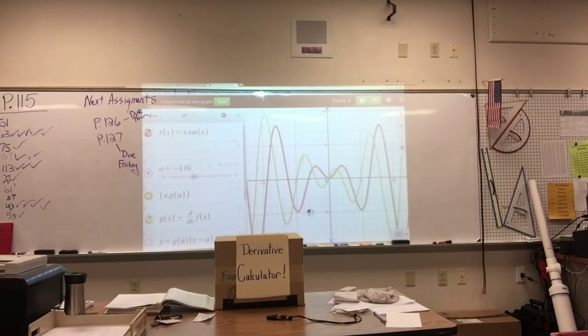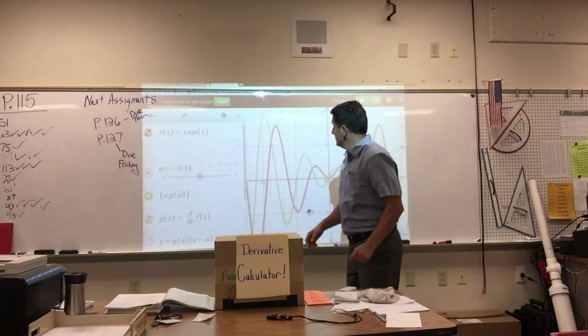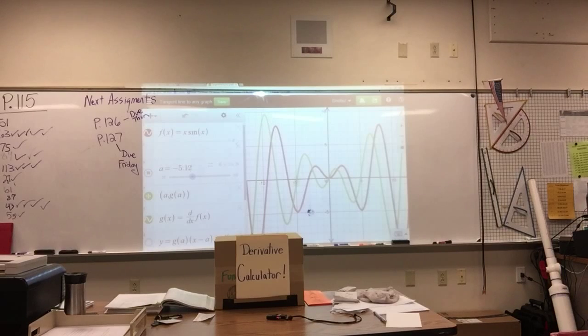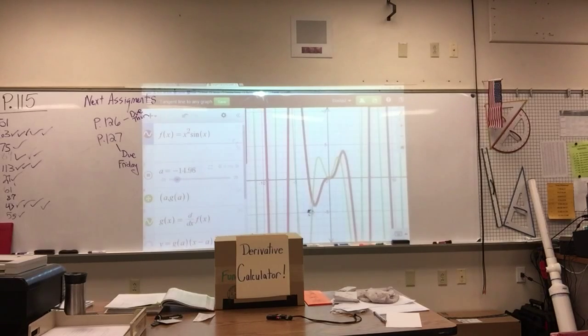So number one was f of x is equal to x times the sine of x. And the derivative of that was, what did it say? It said 1 times the sine of x plus x times the cosine of x. That seems very random. So I'm going to change the function here to x squared times the sine of x this time.